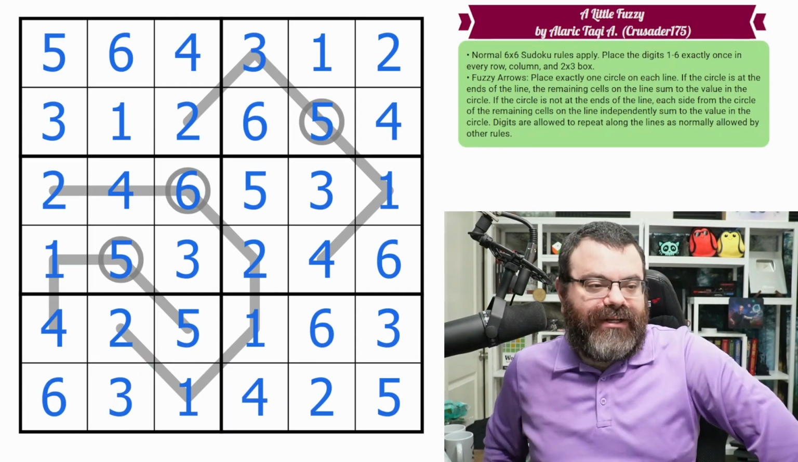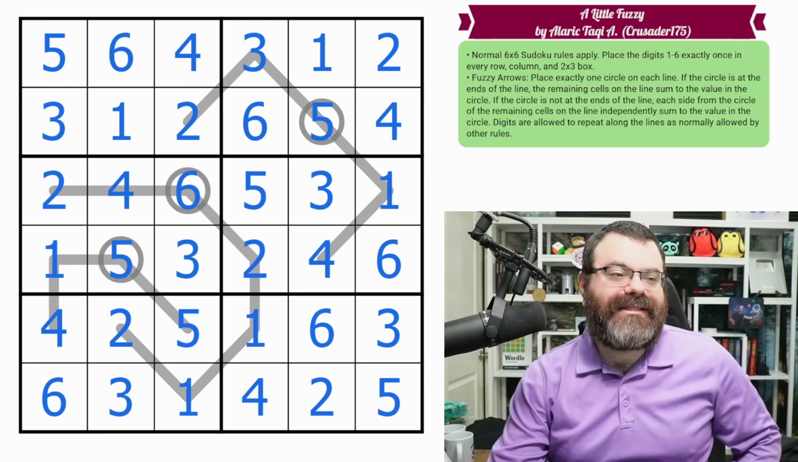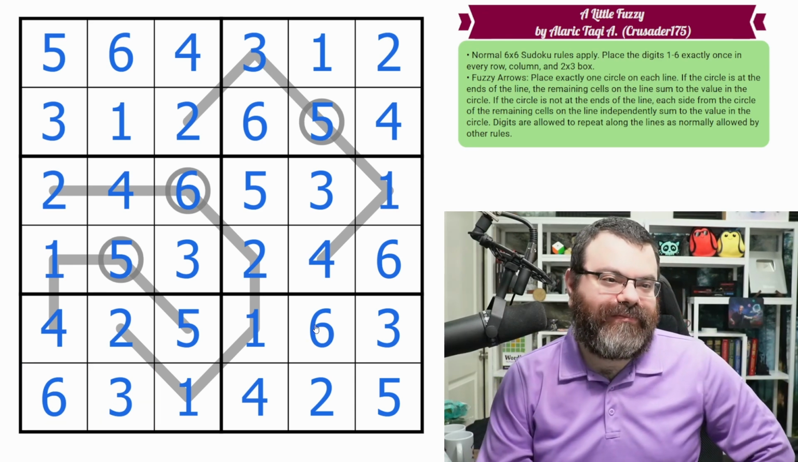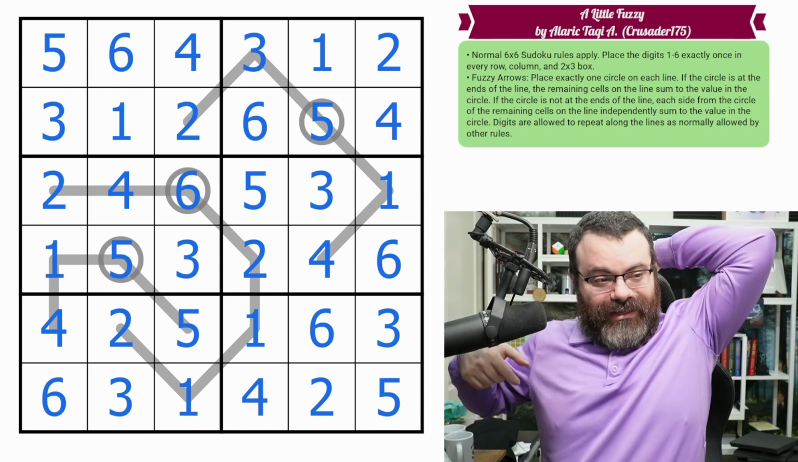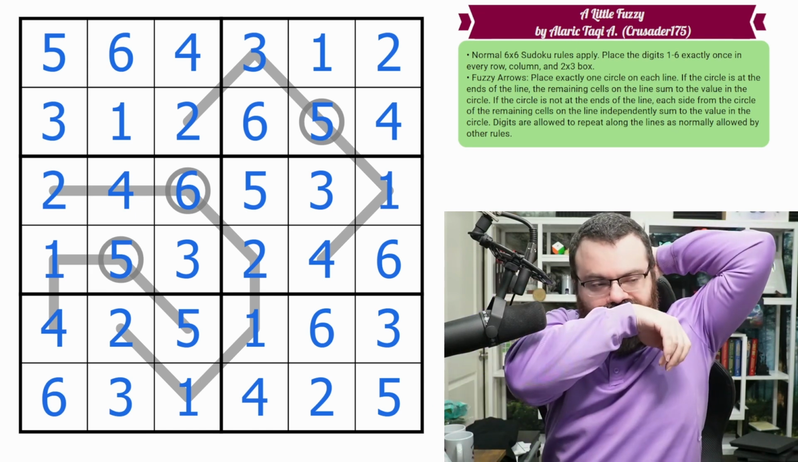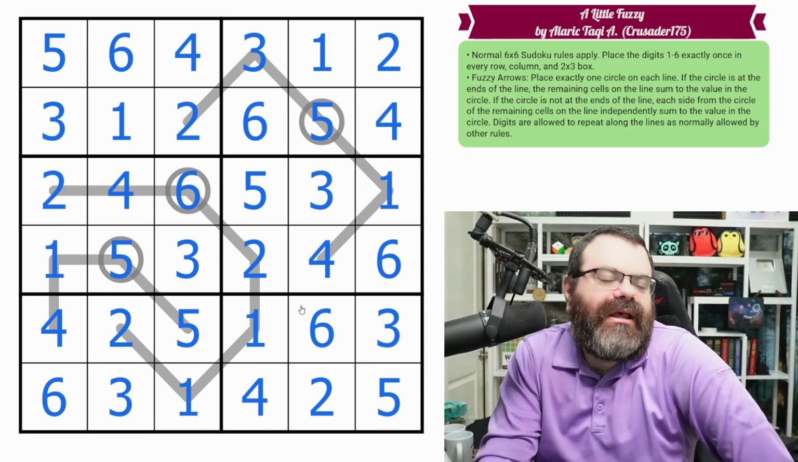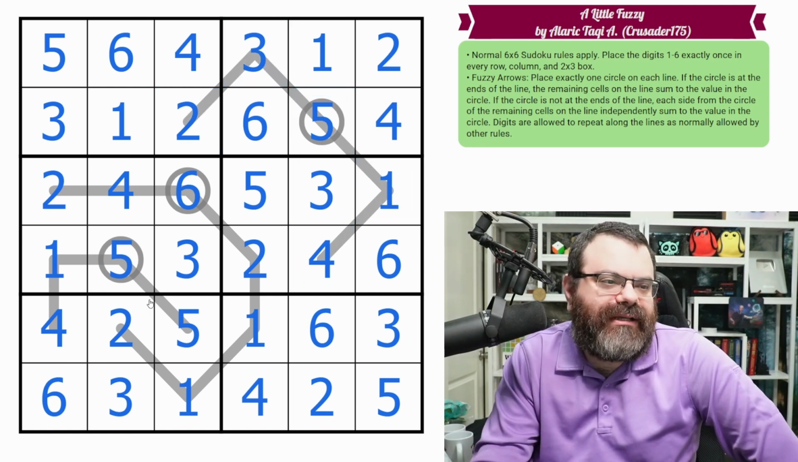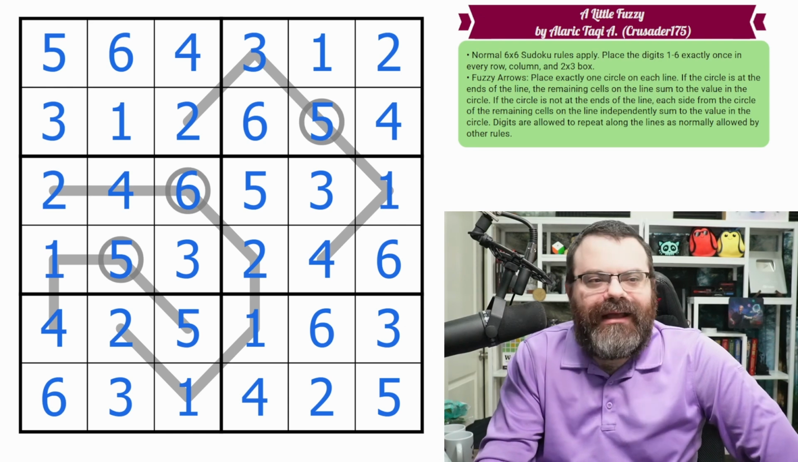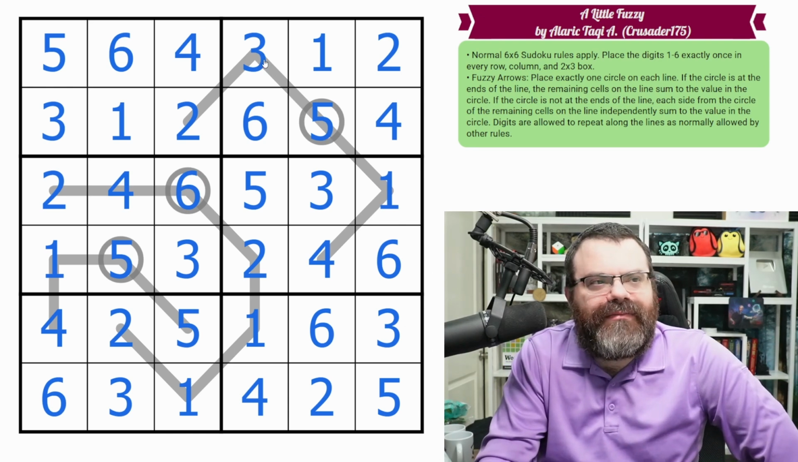Really interesting puzzle, Crusader. I enjoyed that. It seems like finding the 6 down here was just finish the whole puzzle, but I already had everything colored, so that helped finish it. Cool. I really like this idea. This is the first time I've encountered the fuzzy arrows, but it's a really neat idea. And I like how these got restricted in kind of interesting ways as well. Took some thought.